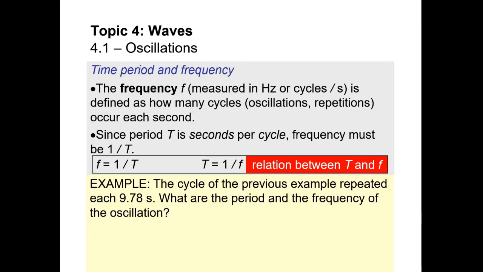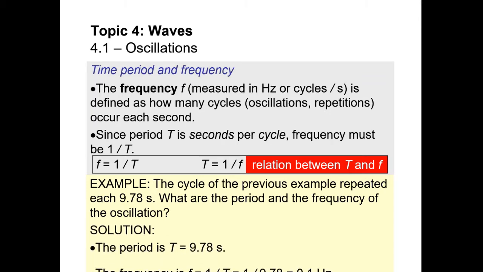Let's take a look at this example. The cycle of the previous example repeats each 9.78 seconds. What are the period and the frequency of the oscillation? So the period is T equals 9.78 seconds. Frequency f equals 1 over T, which equals 1 over 9.78. That gives us 0.1 hertz.